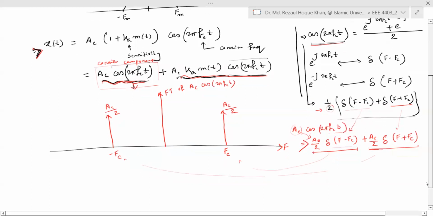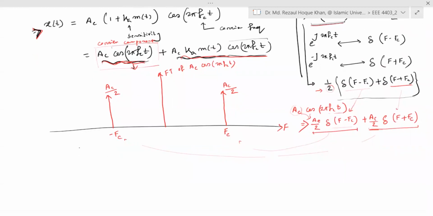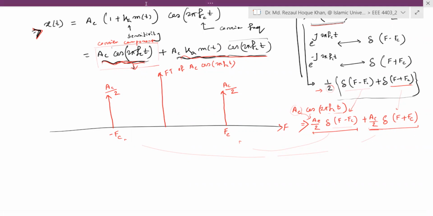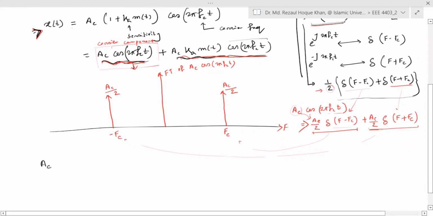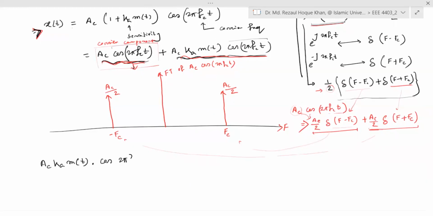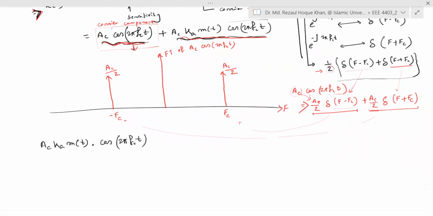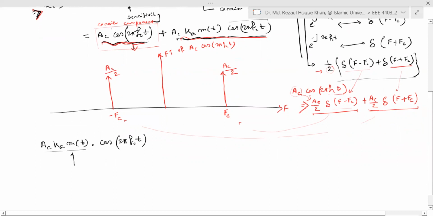Now the other portion. Let us rewrite the other component, which is Ac Ka m(t) multiplied by cos 2 pi Fc t. This portion is in the time domain, and we will convert it to the frequency domain. These are actually constants. So if I convert this to the frequency domain, it will look like Ac Ka M(f).